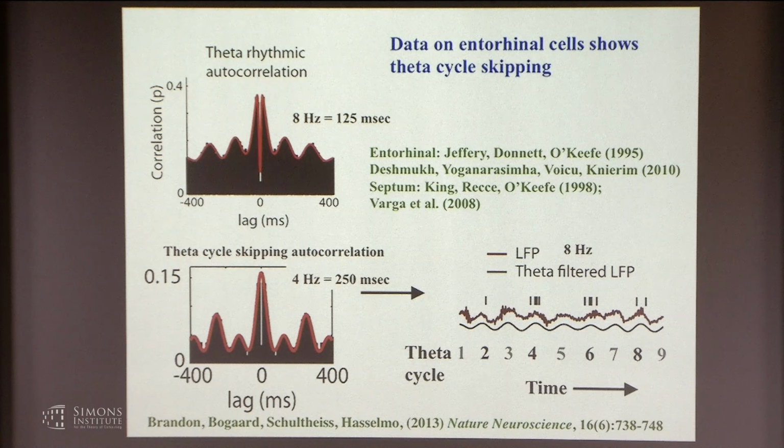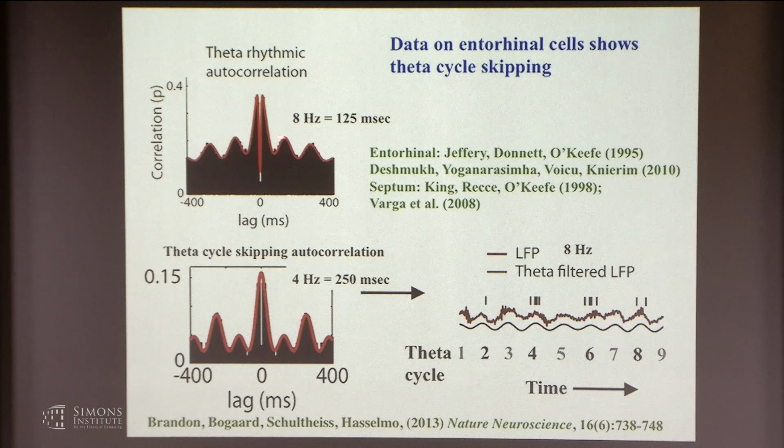But as Lauren mentioned, in the entorhinal cortex, initially Kate Jeffrey showed what she called theta cycle skipping, and then Sachin Deshmukh and Jim Knierim's lab showed this, and then it's also been shown in the medial septum. You can see this with the autocorrelograms, and you saw this in the cross-correlograms that Lauren showed.